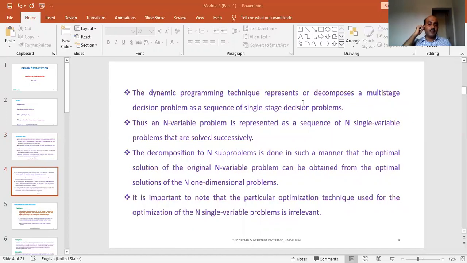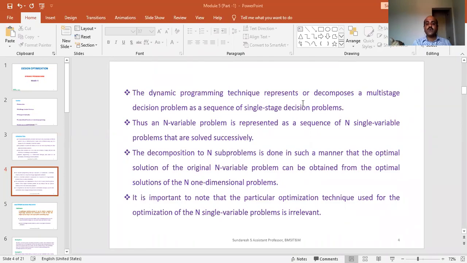The dynamic programming technique represents or decomposes a multi-stage decision problem as a sequence of single-stage decision problems. In the sense, when you want to apply the dynamic programming technique, it decomposes a multi-stage decision problem into a sequence of single-stage problems. It bifurcates the multi-stage into single-stage decision problems. Thus, an n variable problem is represented as a sequence of n single variable problems that are solved successively.